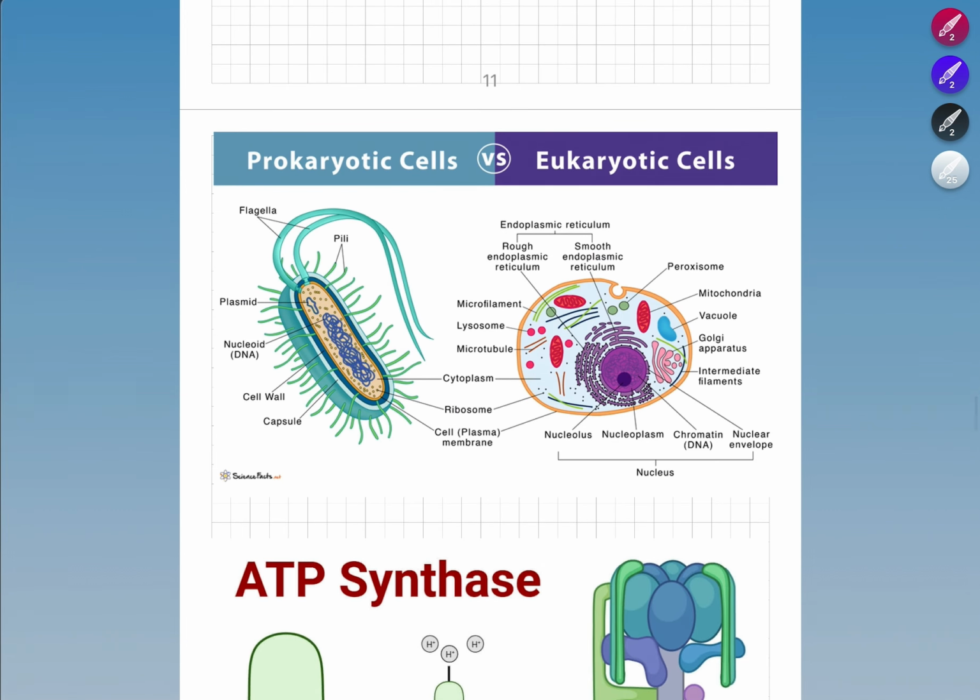And then the next concept is prokaryotic cells versus eukaryotic cells. The main difference is that eukaryotic cells have a nucleus and prokaryotic cells don't. Prokaryotic cells have circular DNA, while eukaryotic cells have linear DNA, and eukaryotic cells have a bunch of other organelles like lysosomes, the ER, mitochondria, Golgi apparatus, and you should know what these organelles do as well.